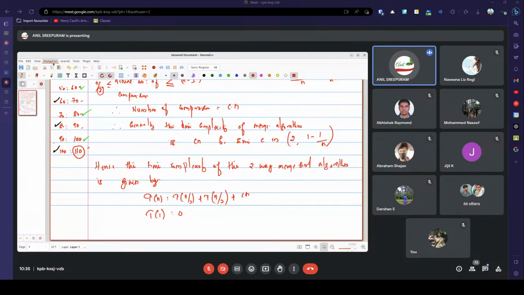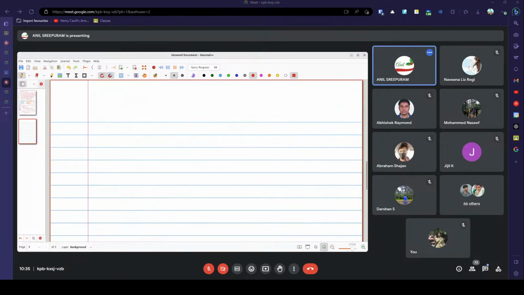Now, therefore, T(n) equals 2T(n/2) plus Cn if n is greater than 1, and 0 if n equals 1. Now you can solve this using the recursion tree method, the iterative method, or using the master's theorem, because it is of the form aT(n/b) plus f(n). I'll use only that.